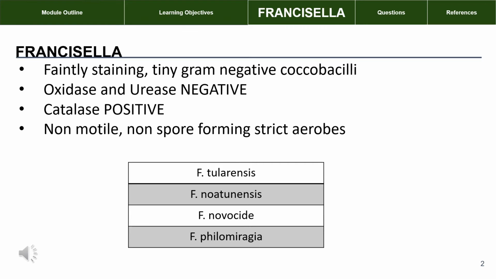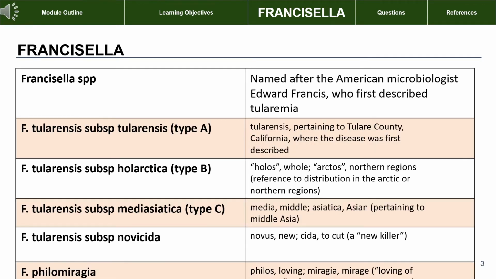You have four different species for Francisella: Francisella tularensis, Francisella novicida, and Francisella philomiragia. So in this table, it's easier to memorize. Francisella is named after the American microbiologist Edward Francis. It is he who first described tularemia.